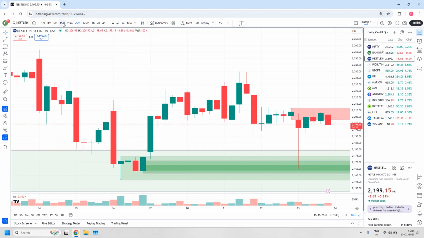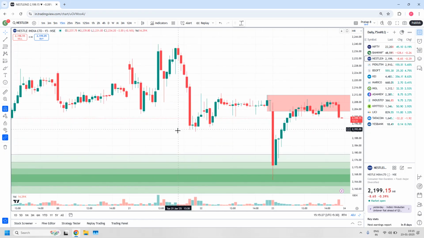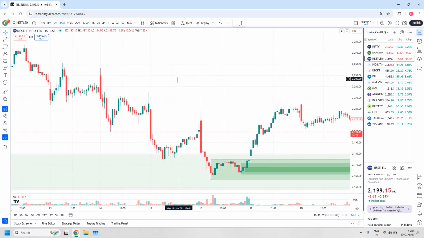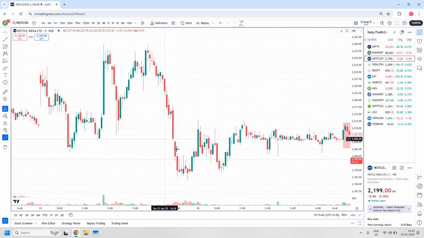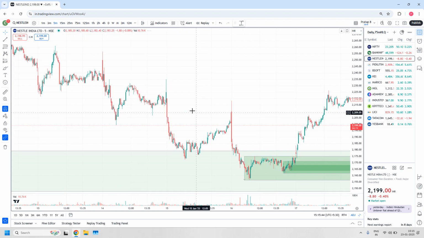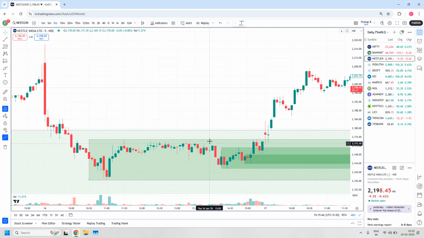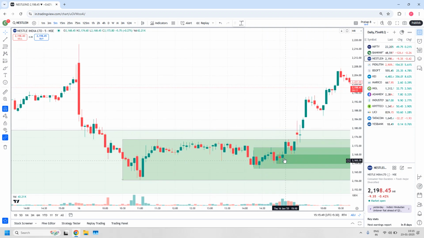Inside 75 minutes time frame, I identified a 15-minute zone. Here you have a drop candle, you have 1, 2, 3 base candles and a rally candle. This is the 15-minute zone. Inside the 15 minutes, fine-tuned with 5 minutes time frame. So this is the 5 minutes time frame. You have a drop, 2 base candles with a small gap rally candle. This is the fine-tuned 5 minute zone.